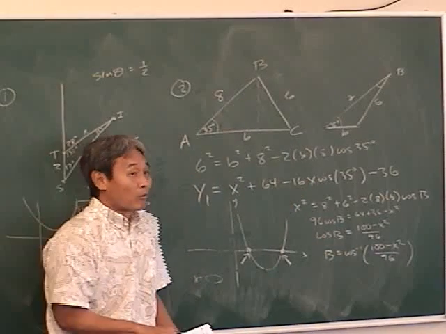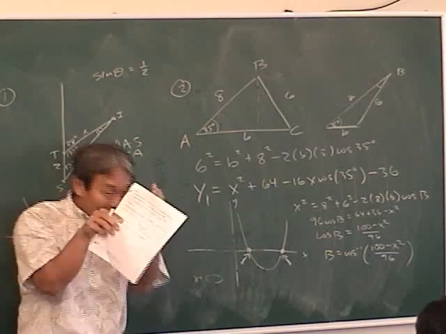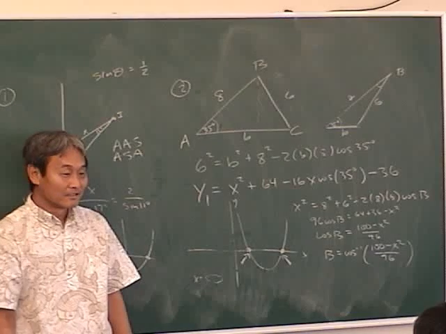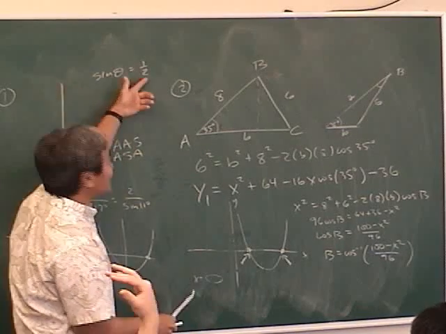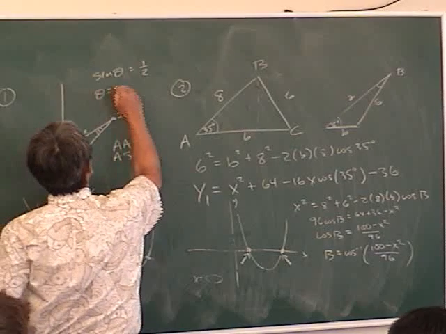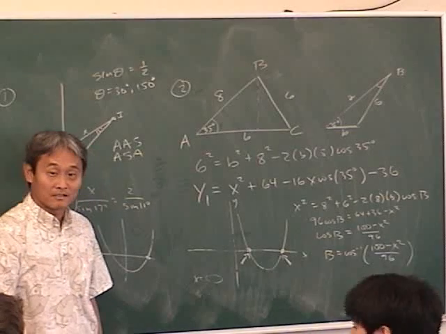How come it doesn't work with sine? Because that's an obtuse angle. If the sine of an angle is a half, it could come out as 30 or 150. How do you know which one it is?